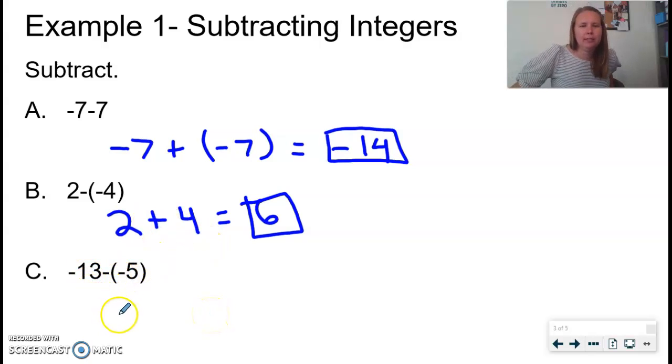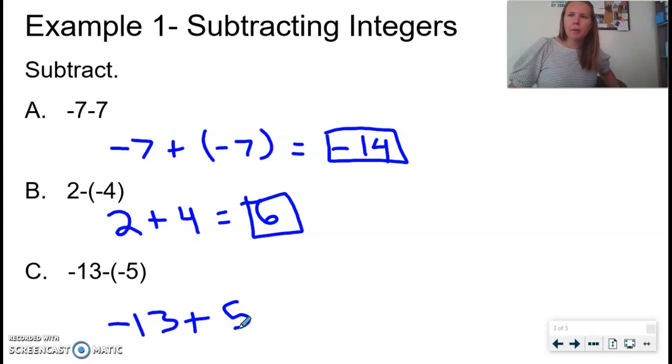All right, so let's start with the C. I'm keeping the first number the same, negative 13. I'm changing the subtraction to an addition, and I've got negative 5. Well, instead of negative 5, I'm going to change it to its opposite, which is a positive 5.